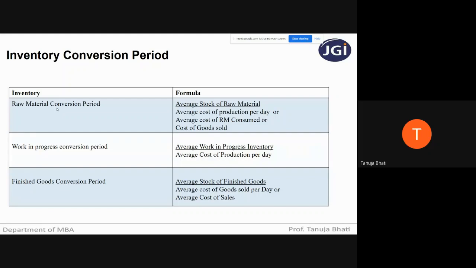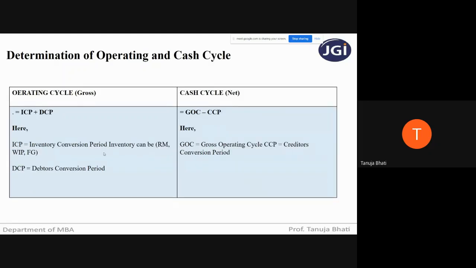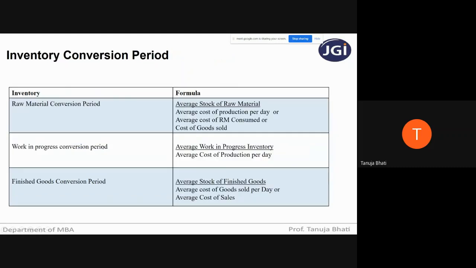Now, let us see, students, inventory conversion period. What all inventories are included in this? Raw materials are included, work in progress is included, and finished goods is included. Now how to calculate this inventory conversion period? Individually I will be telling you the formula for calculation of each type of inventory. So under inventory conversion period, the first one is raw material conversion period. Now, how do you calculate raw material conversion period?